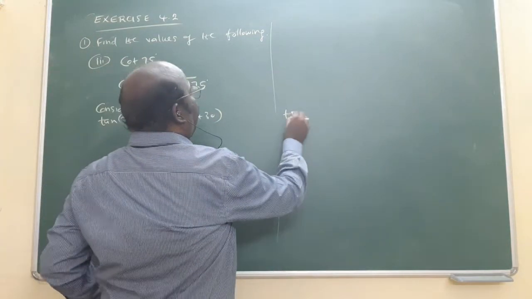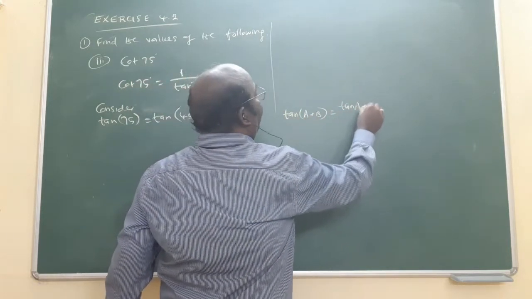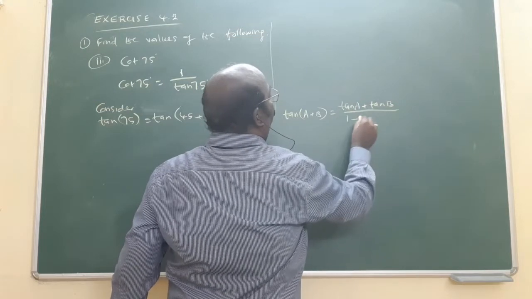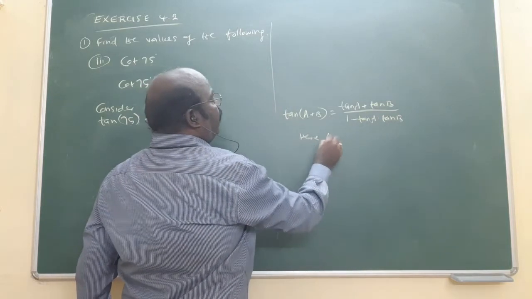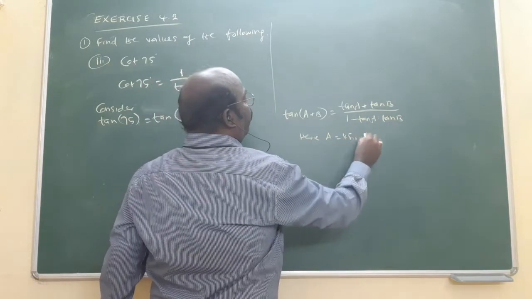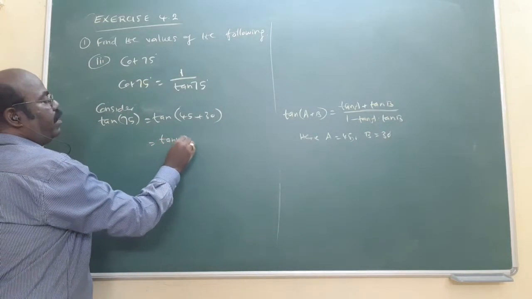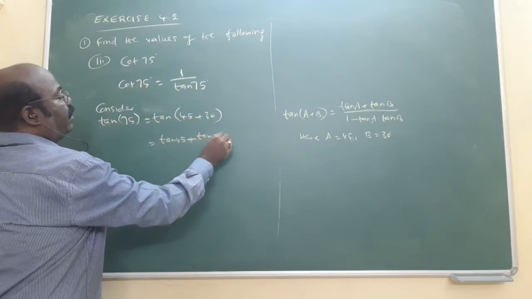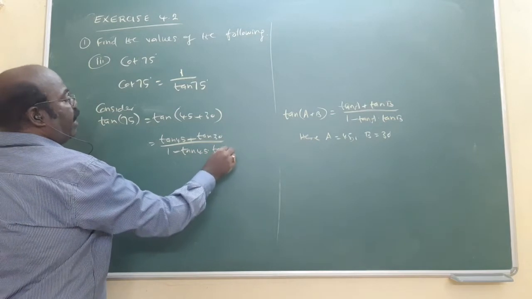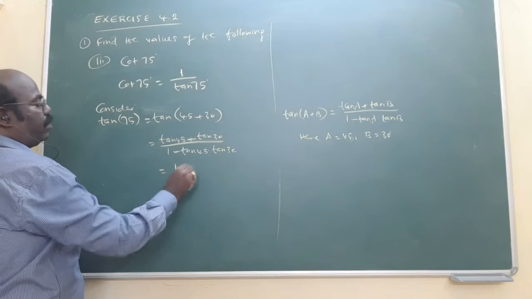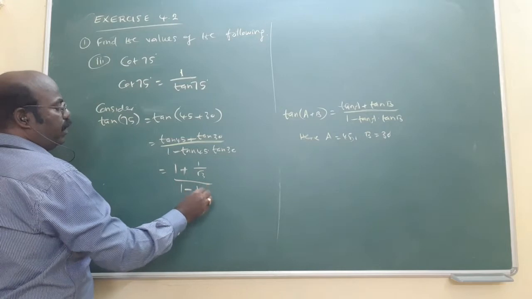What is the formula? Tan of A plus B is tan A plus tan B by 1 minus tan A tan B. Here A is 45 degrees, B is 30 degrees. Substitute here: tan 45 degrees plus tan 30 degrees by 1 minus tan 45 into tan 30. Tan 45 is 1, tan 30 is 1 by root 3. Here also, 1 minus 1 into 1 by root 3.